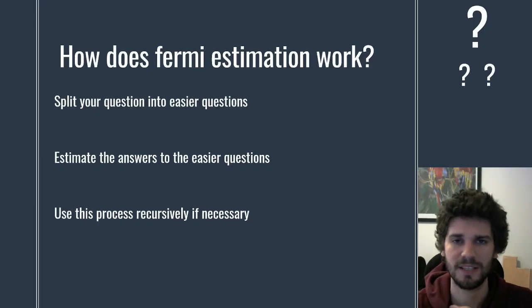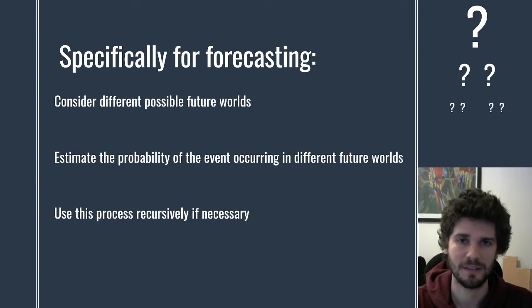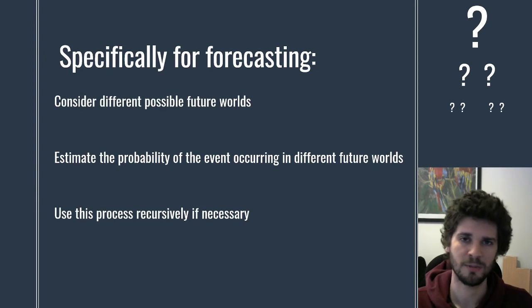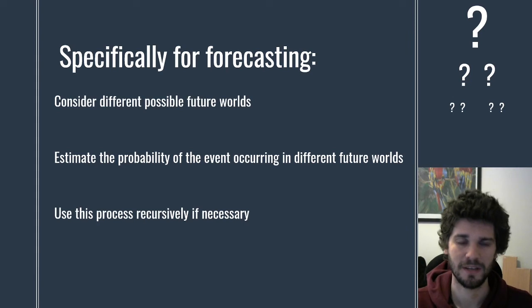Okay, so that's Fermi estimation in general. What I want to talk about now is how we can apply this to forecasting, because, for me at least, there's a slightly different algorithm I can think through. How I think about Fermi estimation as it comes to forecasting is as follows. First, consider two possible worlds where the probability of the event occurring seems to be meaningfully different. Then estimate the probability that the event occurs in those two different worlds. Then this is again a process we can use recursively. For each of those worlds, maybe there's something else that could cause this event to happen or not.